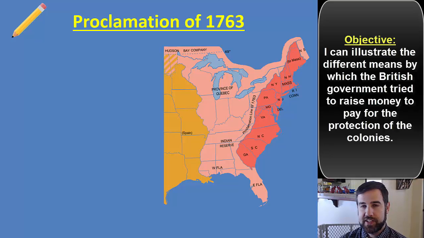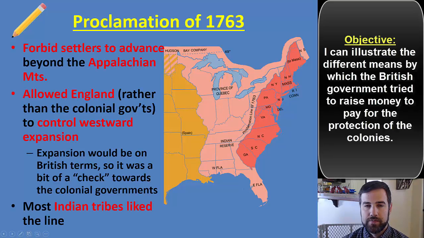One of the big things that comes up after the French and Indian War is the Proclamation of 1763. You can see over here the 13 colonies, the British colonies, and now all of this land to the west is going to be British land. The Proclamation of 1763 forbade settlers to advance beyond the Appalachian Mountains, which means that American colonists were not allowed to move west of this line, which runs down the Appalachian mountain range. That means England is controlling where the colonists could go rather than each of the colonial governments.